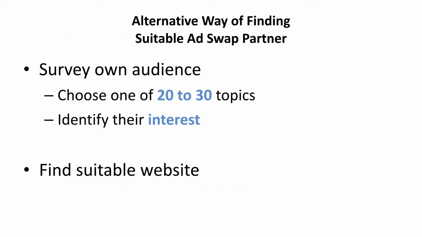If you are having trouble finding a suitable marketer to do an ad swap because your niche is small, there is an alternative way for you to find a suitable partner. You must first find out what interests your audience. The best way to do this is to conduct a survey with a choice of 20 to 30 topics. From these topics, your audience can choose the one that interests them the most. Once you have the results, you can approach the pertaining marketers with your data and propose an ad swap with them. Even better, now you have the data to prove your eligibility.